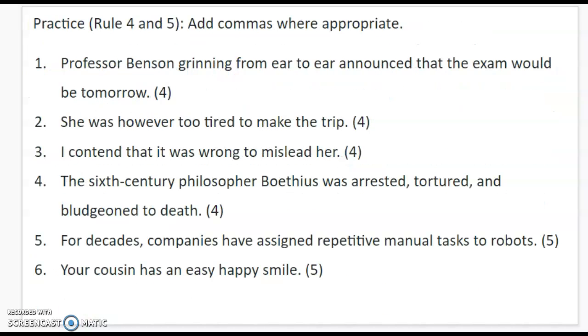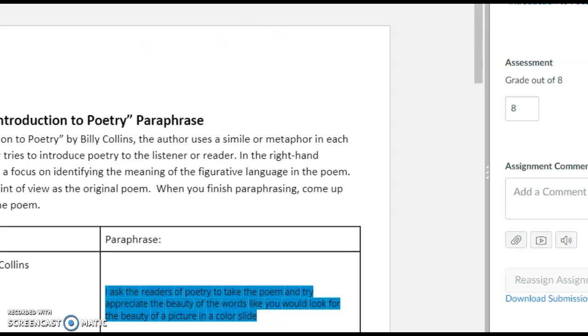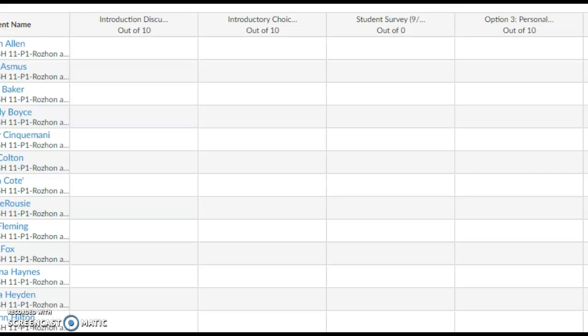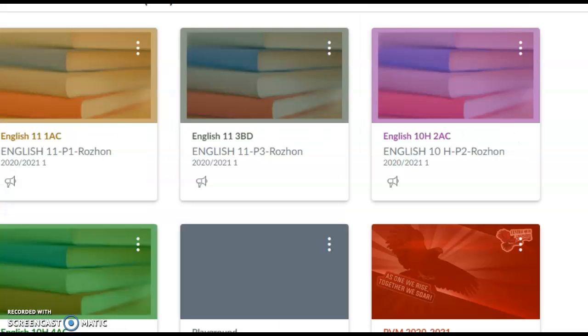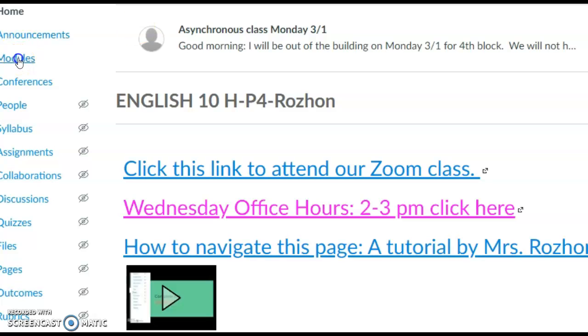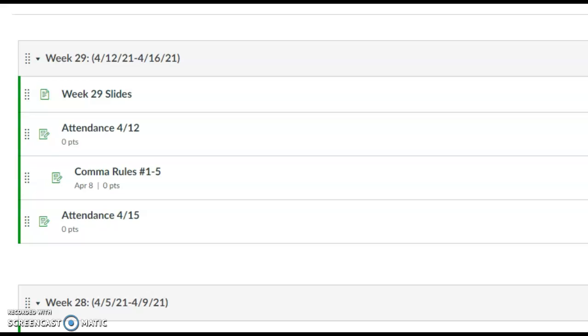All right, so practice rules 4 and 5. You're going to go to the module to complete that. For 2AC, this is a new document for you because we did the Nearpod for rules 1 to 3, but then I realized that I liked just doing it on the document for 4AC. So we'll stick with that.